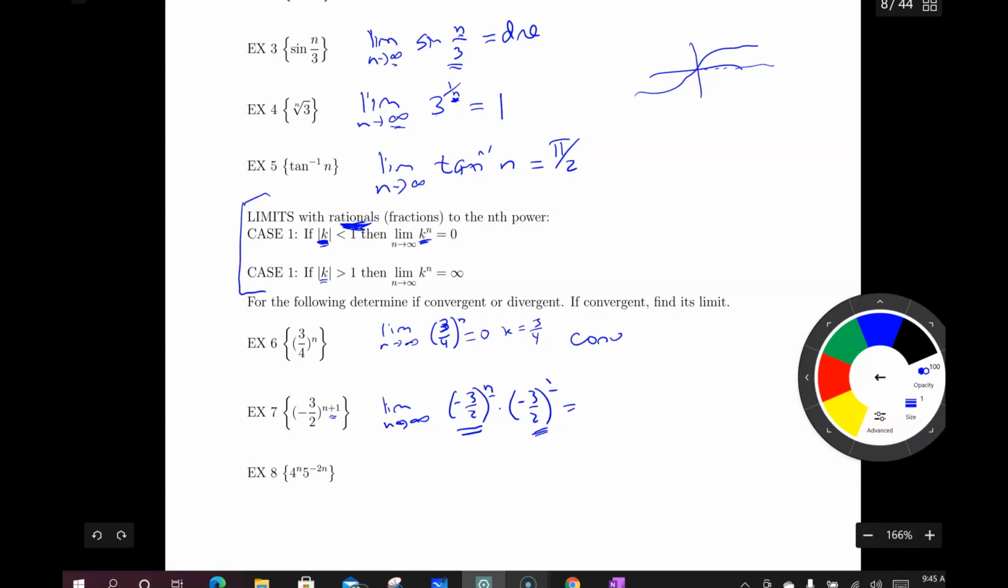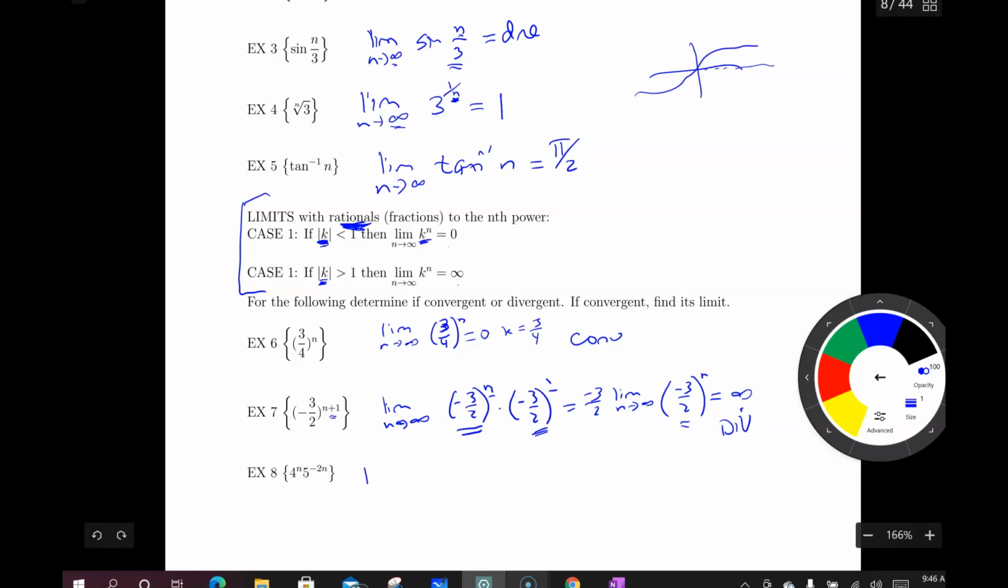So what I can think about doing is taking that -3/2 outside. Okay, so -3/2 to the nth power, so my k is -3/2. That gets us to this situation, and so this limit is infinity, and so then it diverges.